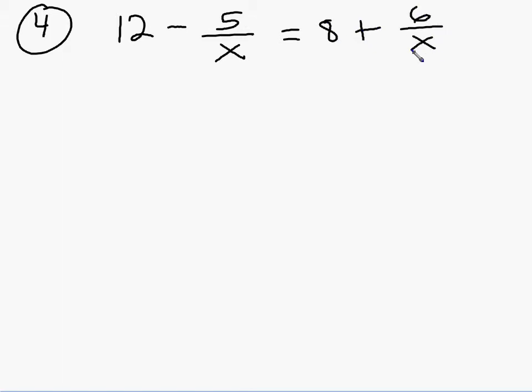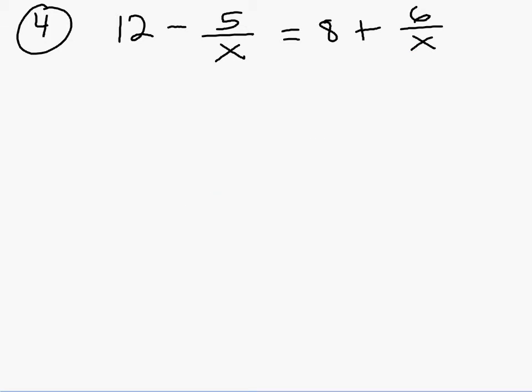With that in mind, let's look at this one. 12 minus 5 over x equals 8 plus 6 over x. Guess what? This problem is just like the last one. I'm going to pause the video. You try it. All right, let's see how you did.